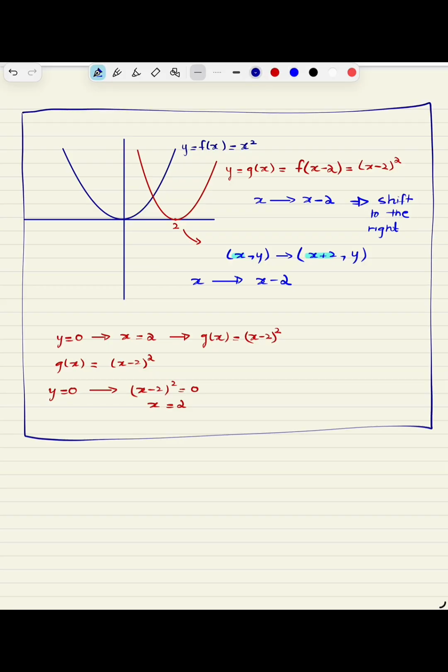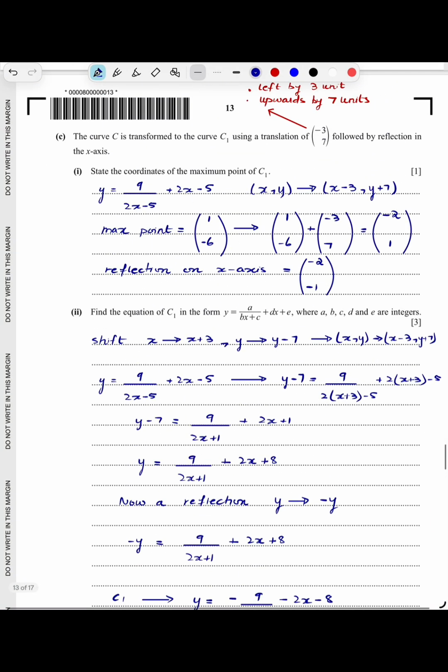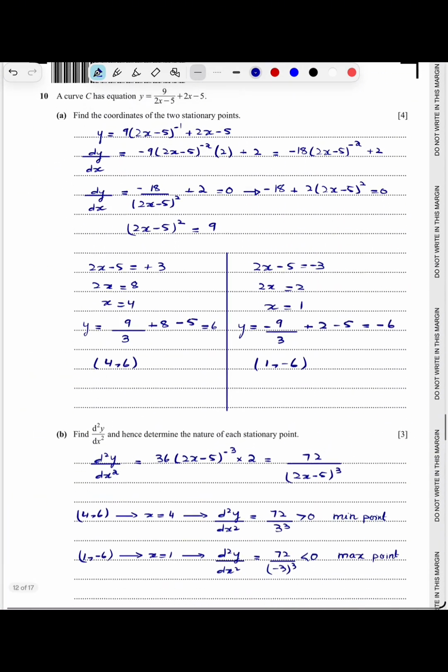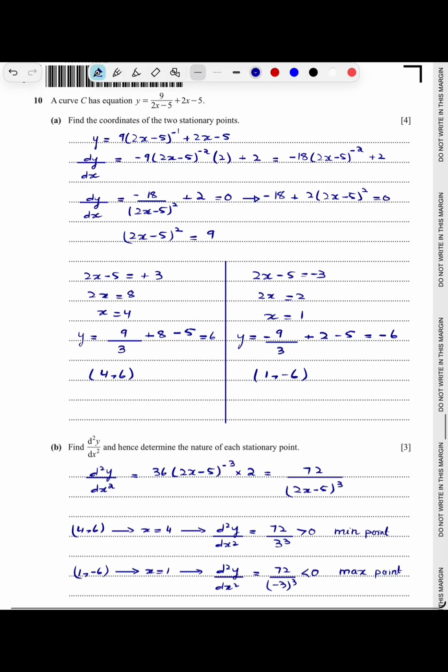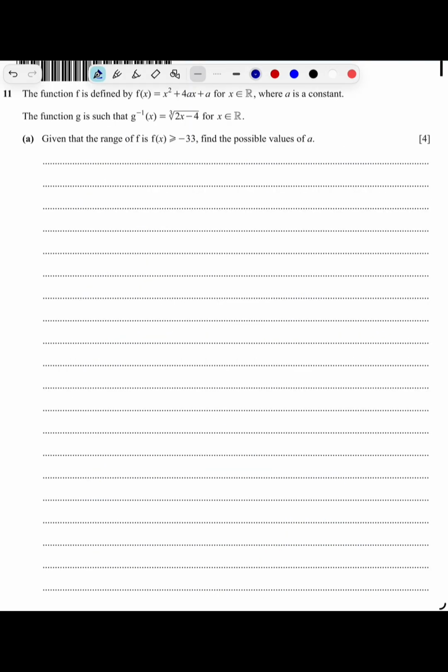Okay, so we're done with question number 10, part C and part B and A, and now we're going to do question number 11. Okay, last question is question number 11. It says the function f is defined by this for x that are real numbers and a is a constant. The function g is such that the inverse is defined by this equation for all x that are real numbers. Given that the range of f is greater than or equal to minus 33, find the possible values of a.